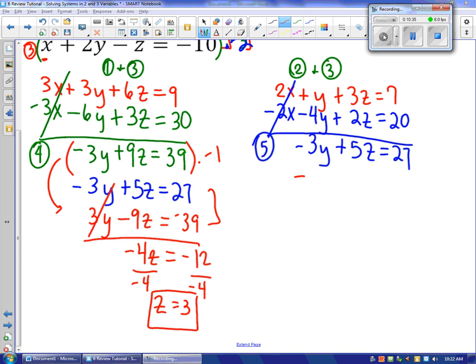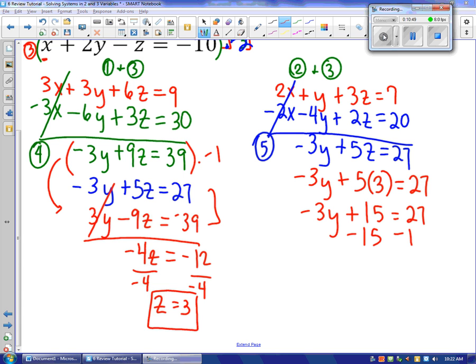And so that means I'm going to have negative 3y plus 5, I'm replacing the z with a 3, and that equals 27. So if I simplify, I have negative 3y plus 15 equals 27. And if I subtract 15 from both sides, I get that negative 3y equals 12. And if I divide both sides by negative 3, I get that y is equal to negative 4.